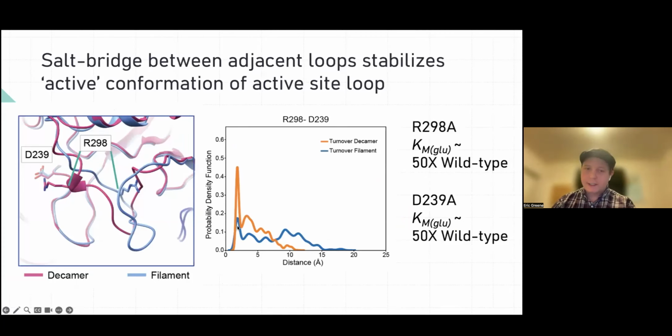Another interaction that was pretty key that we could see was a salt bridge that formed between R298 and D239. This is the same color scheme that I showed before with the decamer ground state in magenta and the filament ground state in blue. In magenta, excuse me, we can see a nice salt bridge that's forming there. However, in the filament state, that R298 is actually very far away. Similar result that we can see when we look at the full ensemble. The salt bridge can form sometimes in the filament, but a lot of times it's broken, and either mutation of R298 to A or D239 to A also caused a very large 50-fold increase in KM for glutamate here. So these positions are highly sensitive to mutation and also pretty well conserved.